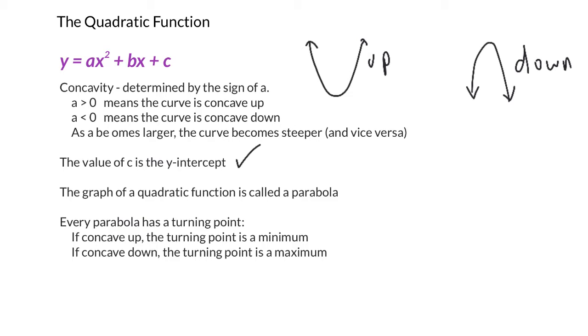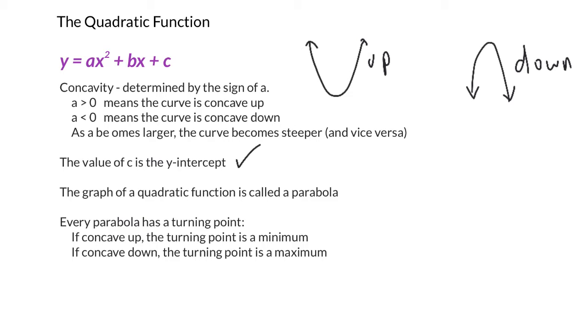When we graph a quadratic function, that's called a parabola. It's not called a parabola. It's called a parabola. That's just me being a little bit silly there, but it is a parabola, not a parabola. And every parabola has a turning point. Okay, if the curve is concave up, if it's facing upward, the U shape, then that has a minimum turning point. It means there's a point where we can't go any lower on that curve. Conversely, if it's concave down, the turning point is a maximum.